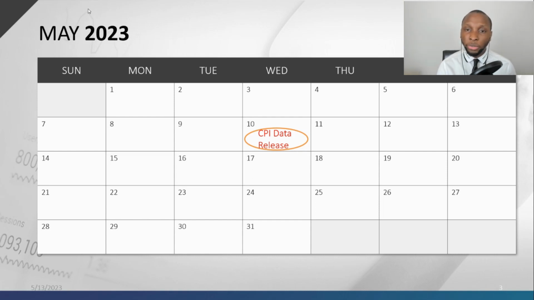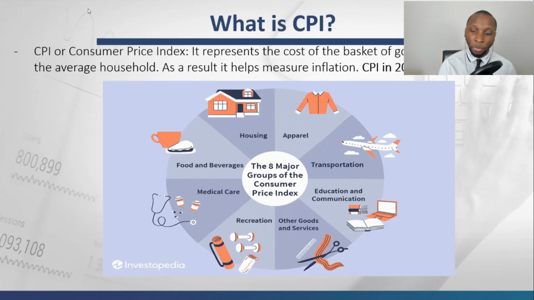So you put the events, you circle them as it was being circled in this video. So you can see on Wednesday, this is May 2023, and you see on May 10 that we have the CPI data release that is being circled and shown over there. It's really important.